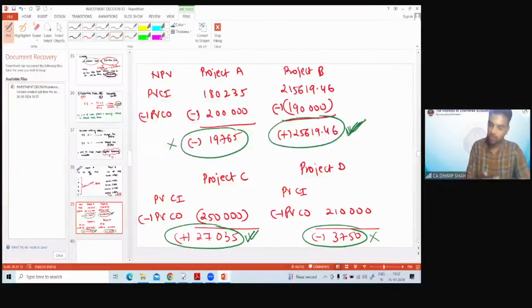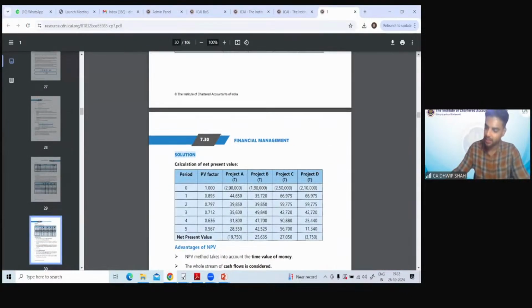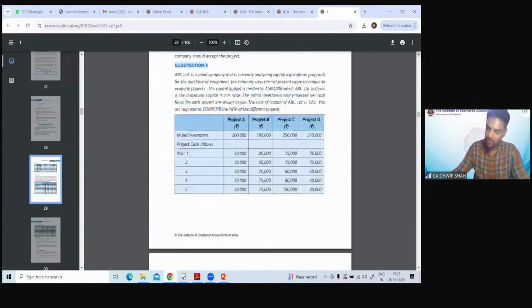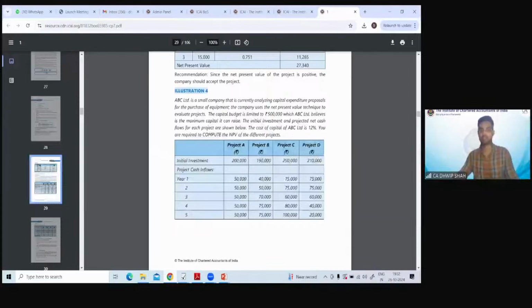To undertake project B, we would need 190, and to undertake project C, we would need 250. So can I say in total we would need 4,40,000, and the budget of the company is 5 lakh. So we can take both the projects simultaneously.